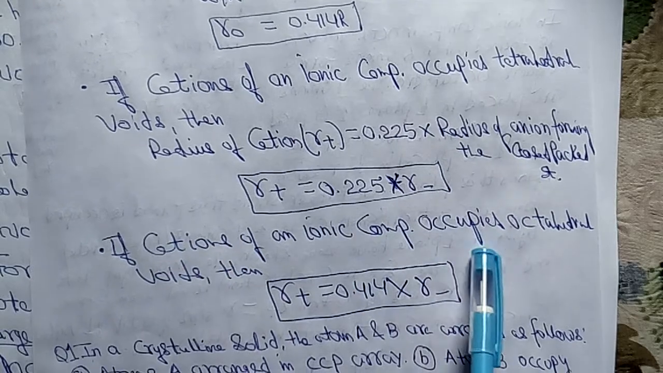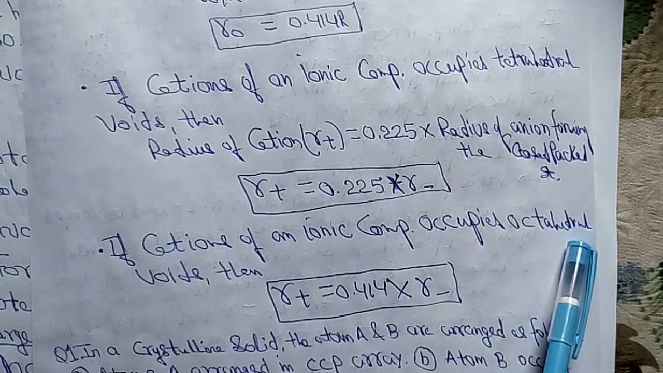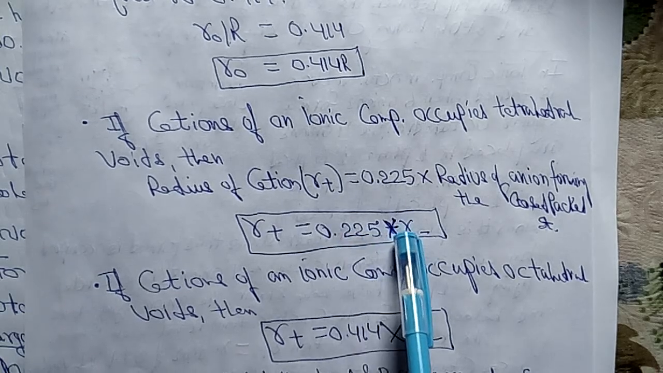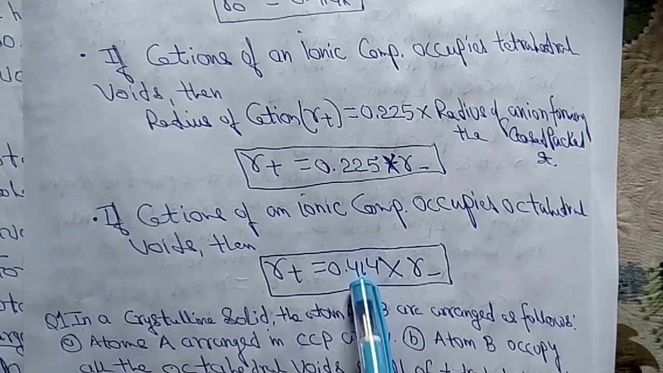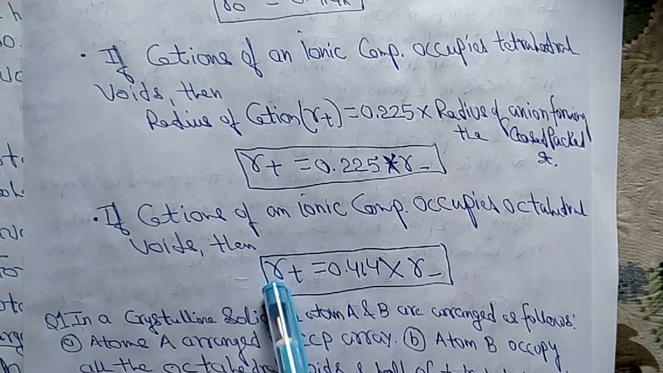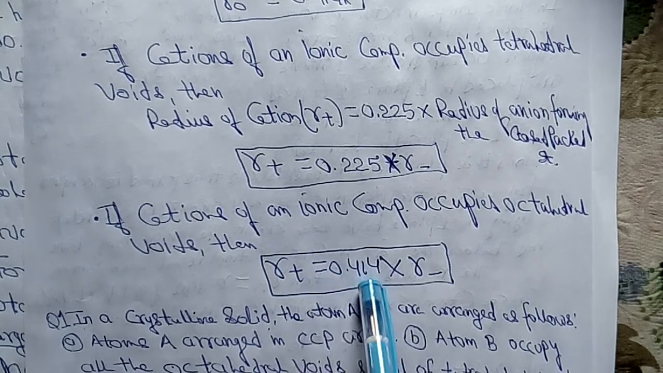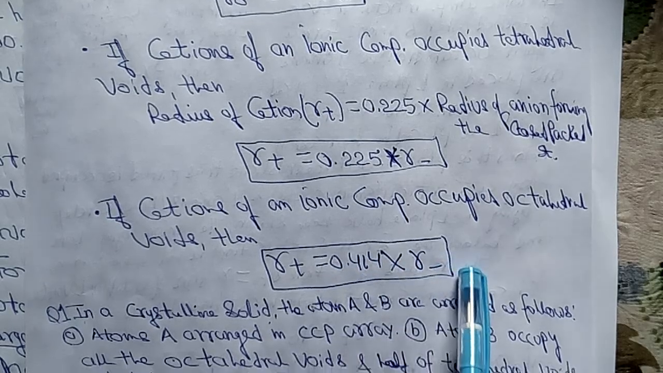So if the cation of an ionic compound occupies octahedral void, then what will be the formula? In case of tetrahedral, we use 0.225. In case of octahedral void, we'll use the value 0.414. Rest of the thing will be the same. So R plus is equal to 0.414 into R minus.